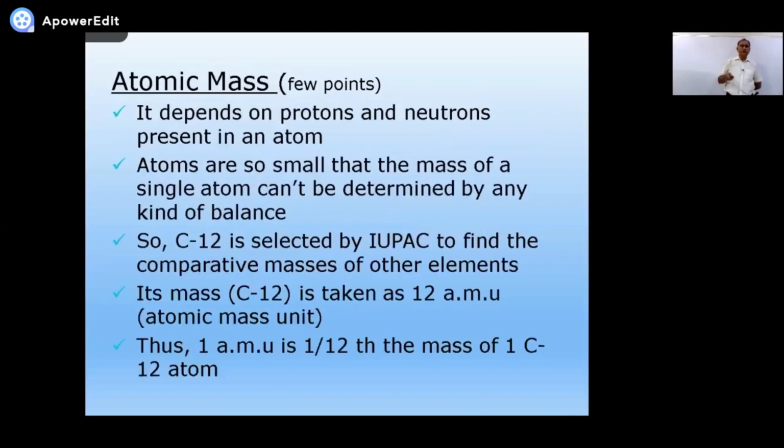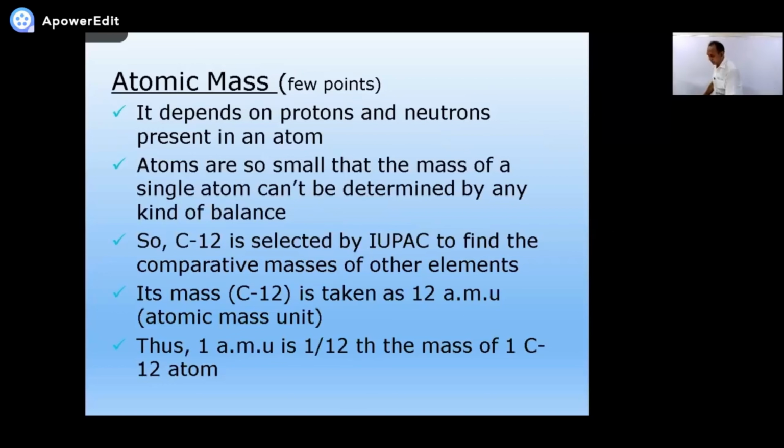So that is why scientists have chosen to tell the masses in a different way, by comparison. They use what? They use the carbon atom, carbon 12. Carbon 12 means its atomic mass is 12. They use carbon 12 to compare the masses of other elements. What does comparison mean?